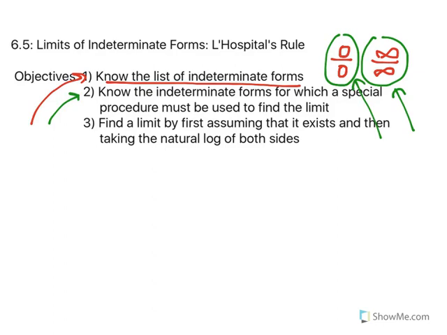The second objective, know the indeterminate forms for which a special procedure must be used to find the limit, and the second and the third objectives are related. If you have such an indeterminate form, what do you need to do? Find a limit by first assuming that it exists, and then take the natural log of both sides. So what is the list of indeterminate forms? We're going to begin with objective 1.